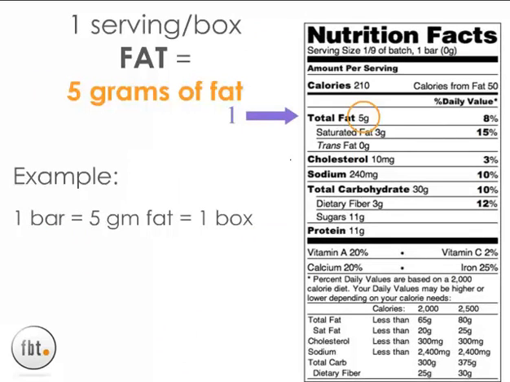So when I look at total fat on the food label, I'm going to take the number that I see there and figure out how many servings of fat that would be. So for total fat, I see that there's 5 grams of total fat in the 1 bar listed. And you always want to use total fat, not saturated fat or trans fat or anything else. You want to go with the total fat. So with the 5 grams that's listed, I know that if I eat 1 bar, then that's going to be 5 grams of fat, which also equals 1 box or 1 serving of fat.